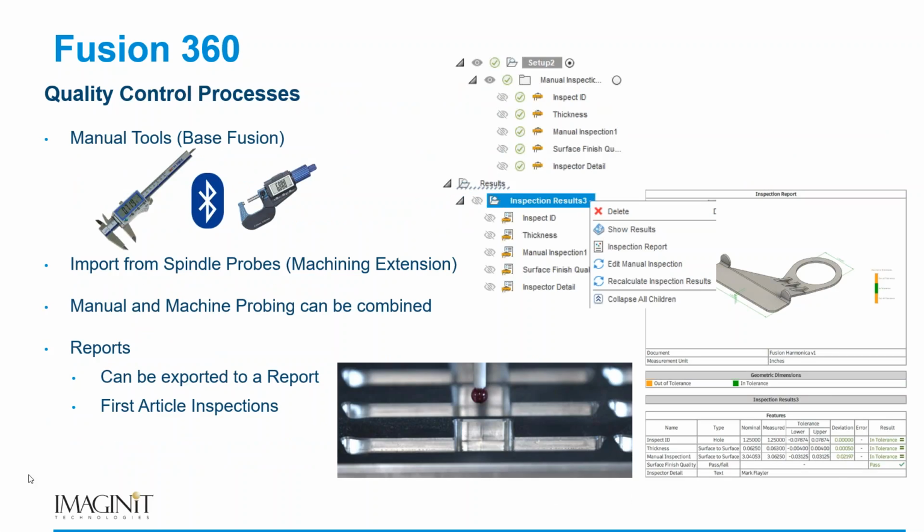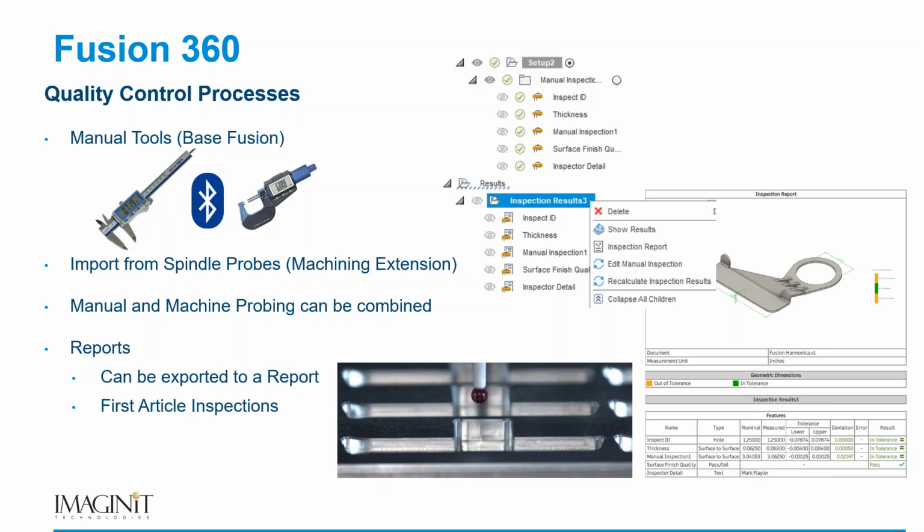So jumping back to manual tools, right? Taking a digital caliper or some digital mics and basically starting the recording process. What you would do is right-click on the inspection and say, create a manual inspection. Once it's created, you could edit it if you need to change it. But you're basically going to go through here and start grabbing that data.